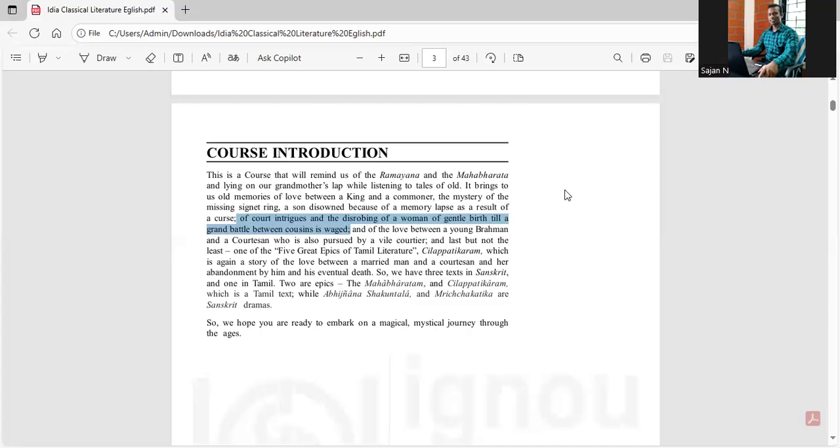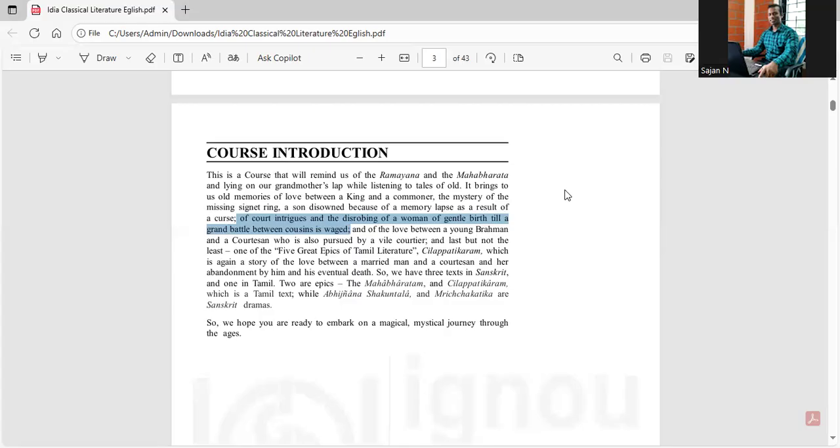So in this dice game, Yudhishthira gambles away his kingdom, wealth, brothers, himself, and finally his wife Draupadi. First he lost his kingdom, then his wealth, then his brothers, then himself, and finally his wife Draupadi, the Pandavas' wife. Draupadi, a queen of noble birth and wife to the five Pandavas, is humiliated in the Kaurava court.